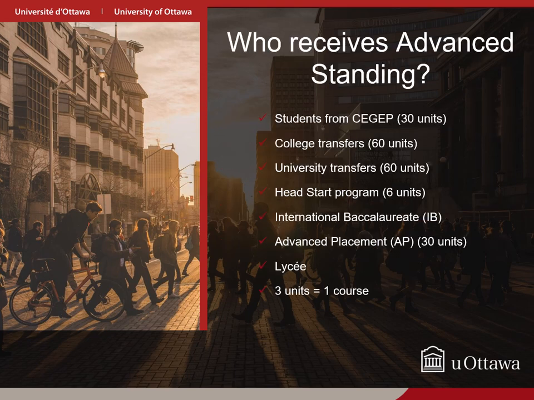So who receives advanced standing? There's students from Cégep that usually receive up to 30 units. There's college and university transfers that receive up to 60 units. The Head Start program, the International Baccalaureate, advanced placement students, and students from DC. Keep in mind that one course is usually 3 units.